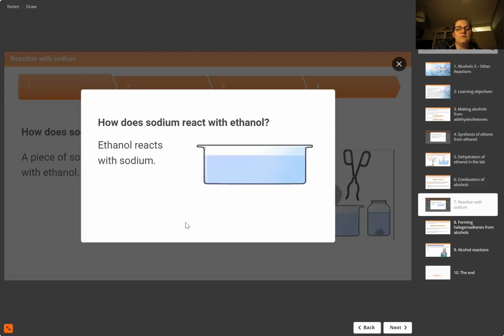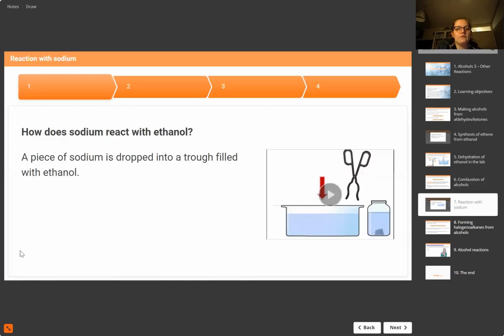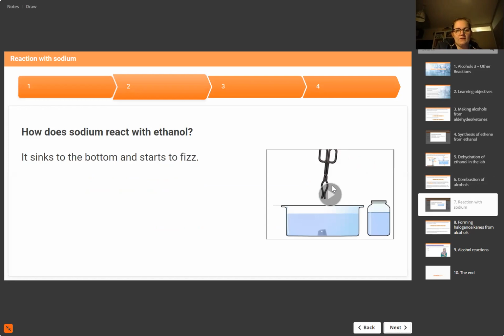So how does sodium react with ethanol? A bit of another random information about ethanol now. If we put a piece of sodium into a trough filled with ethanol, what's going to happen? Well, it sinks to the bottom and it starts to fizz.